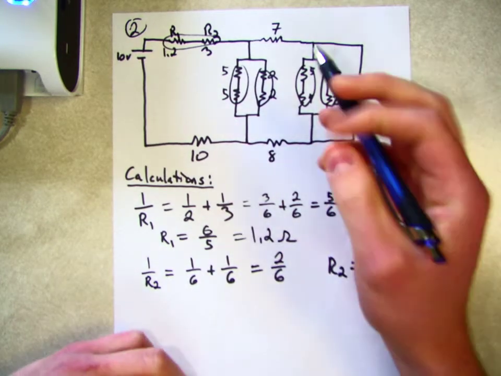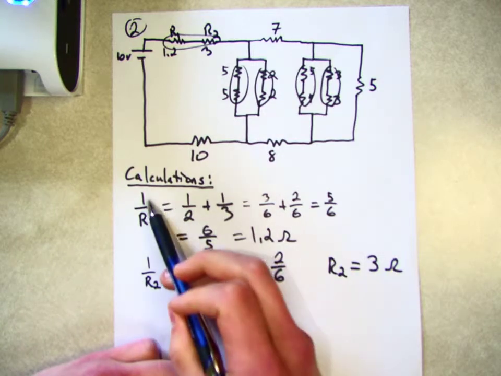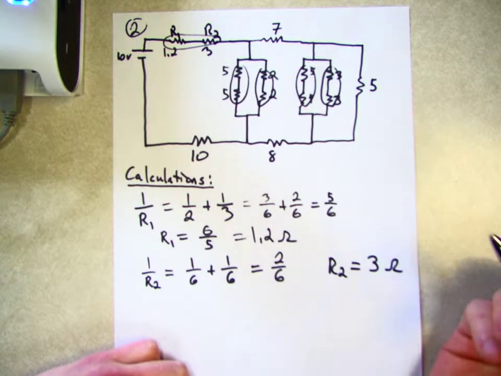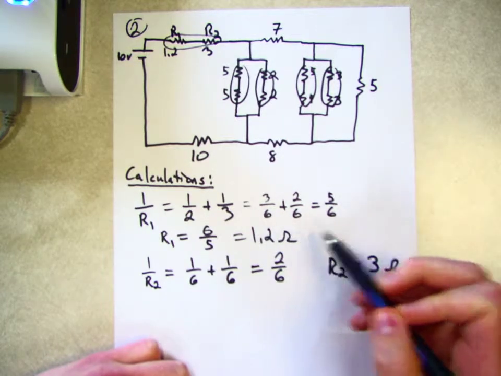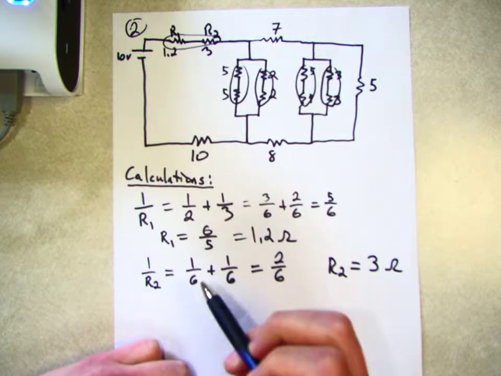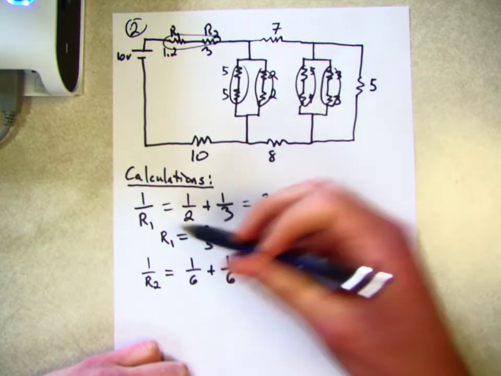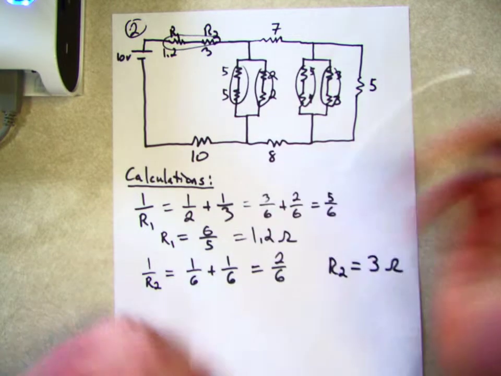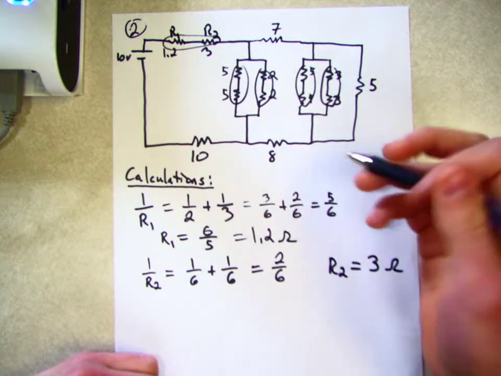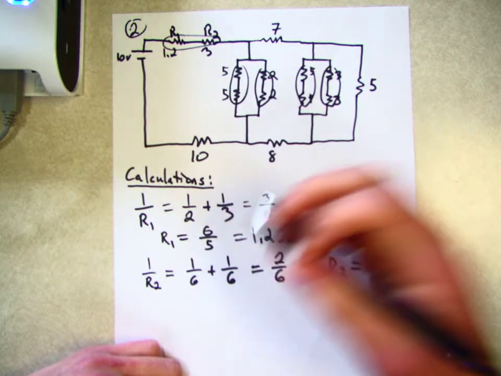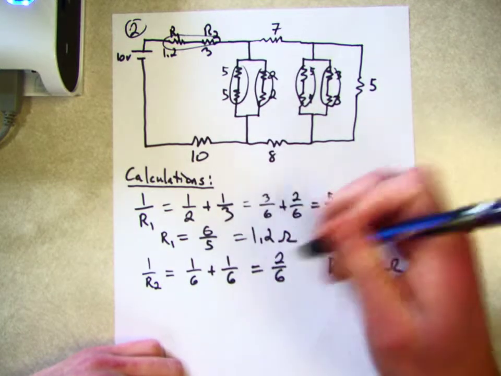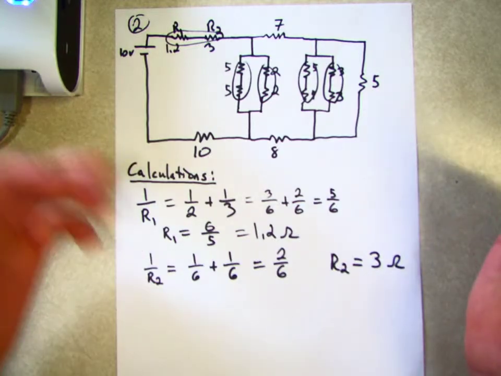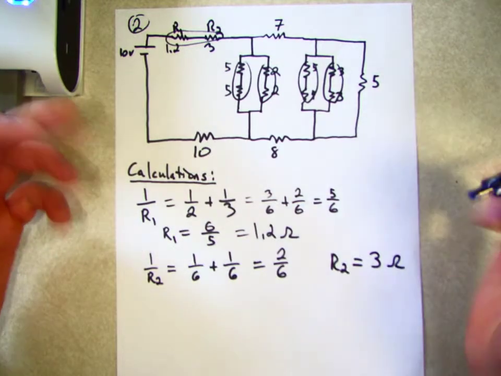But what happened is 1 over R1 was equal to 1 over 2 plus 1 over 3, and then with the common denominator 6, 3 over 6 plus 2 over 6 equals 5 over 6. And since it's 1 over R1, you need to take the inverse of that, which is R1 is equal to 6 over 5, which is 1.2 ohms. And R2, same process, 1 over R2 equals 1 over 6 plus 1 over 6, since those were the values of the resistors, is equal to 2 over 6. So R2 equals 3 ohms, because that is just 6 divided by 2.